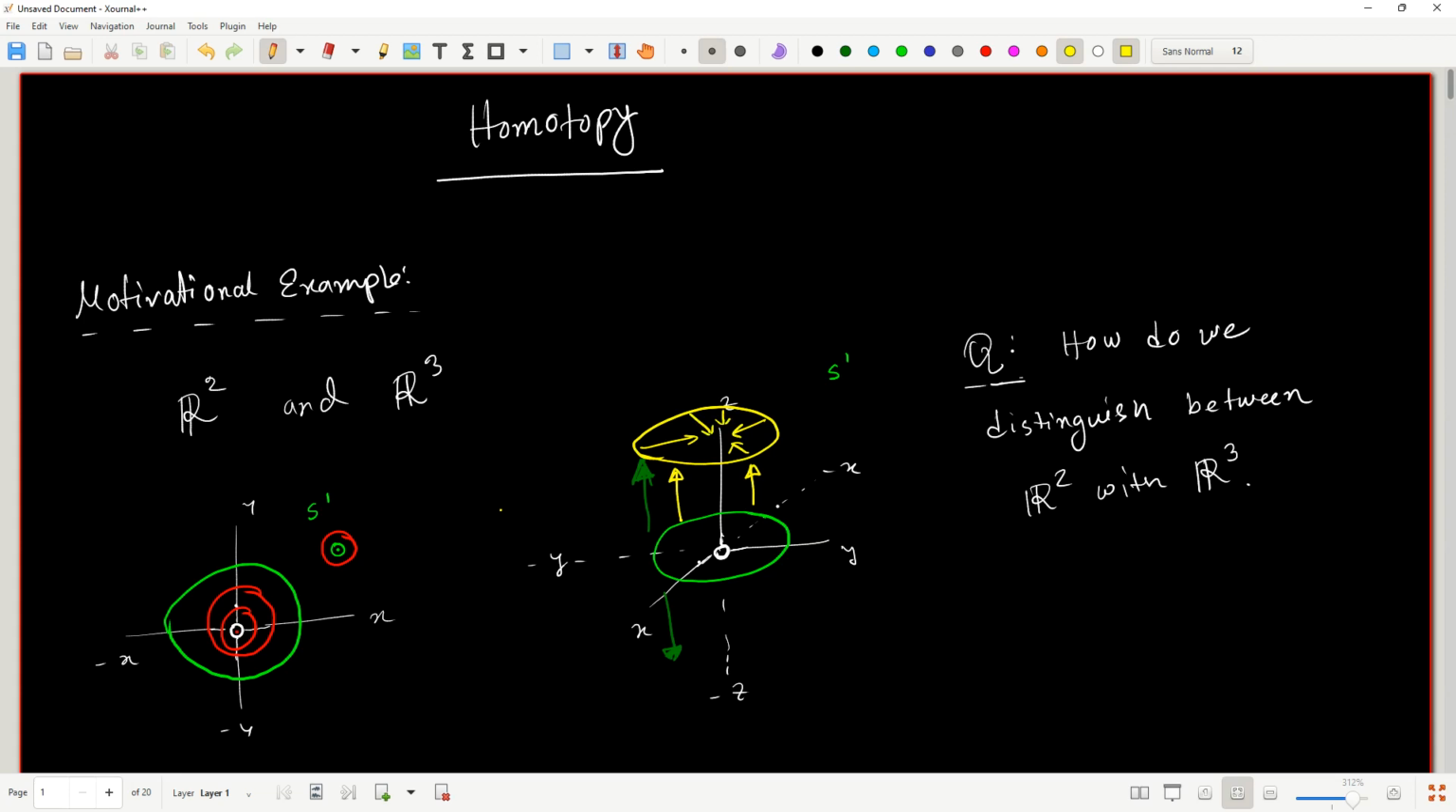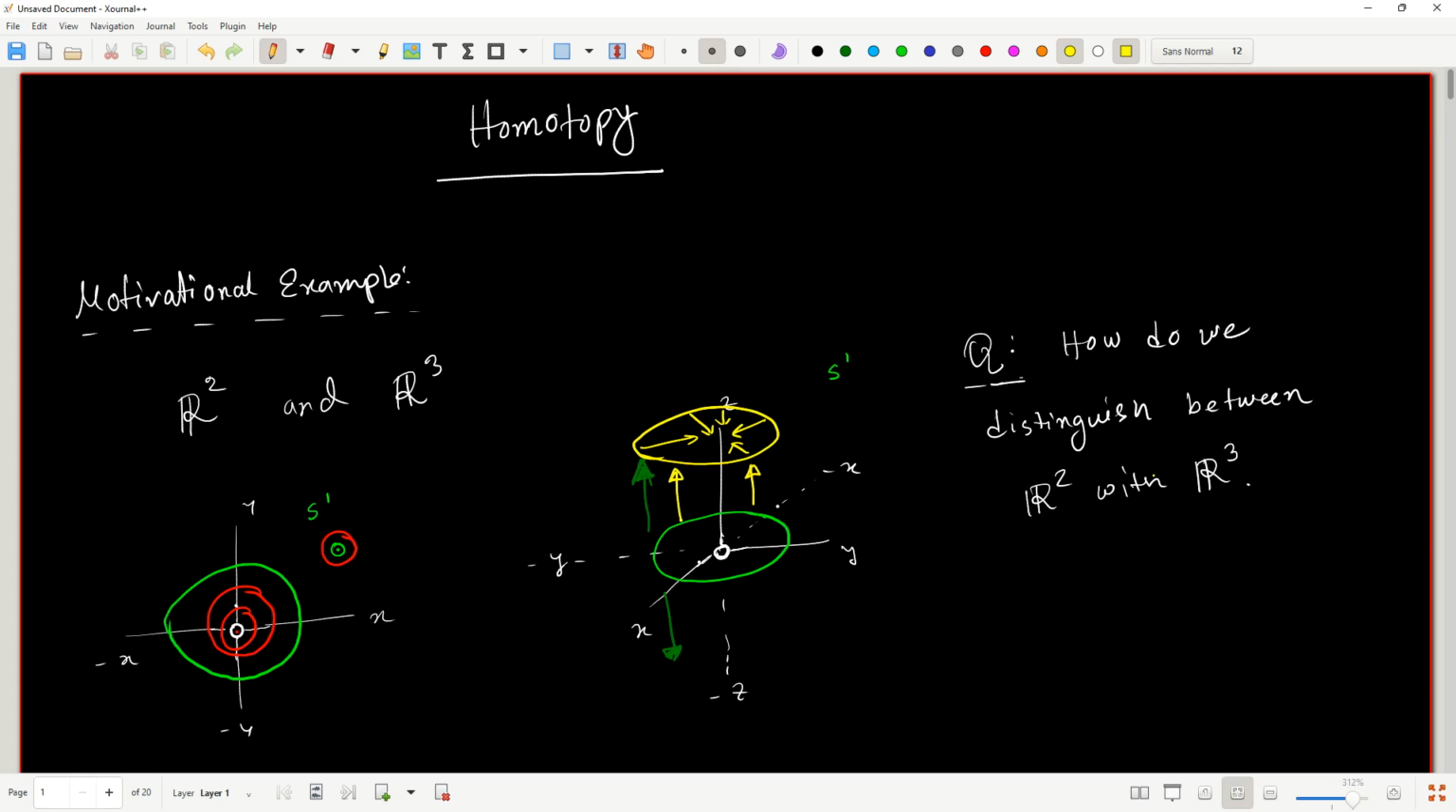So we can see that if I have holes in these two spaces, I could still distinguish them by taking a circle and asking whether I would be able to shrink it to a point without leaving the space itself.